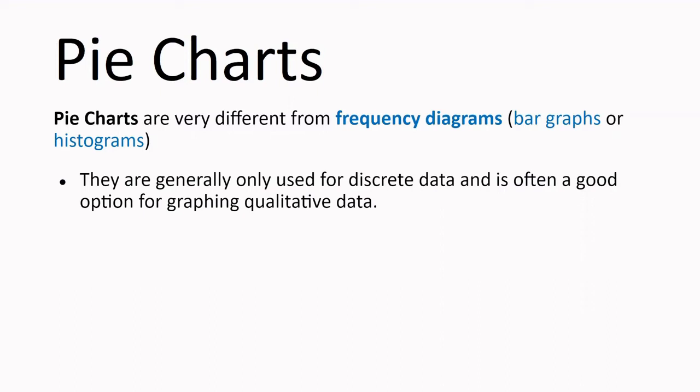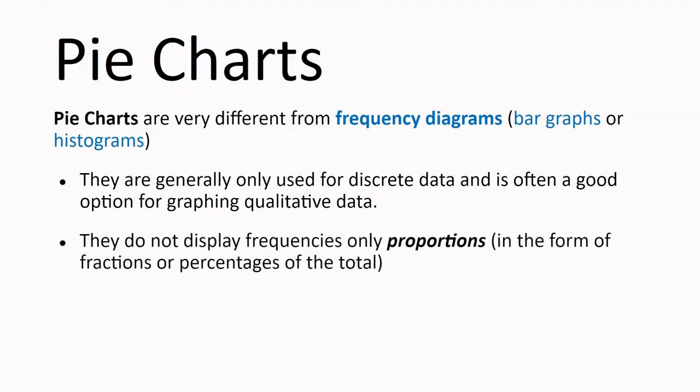Numerical data or quantitative data could also be graphed on pie charts, but we generally don't like to do this because of the loss of information when forming a pie chart. While in frequency diagrams, the number of people who responded to a question in a certain way is very clear because it's plotted up the frequency axis. In pie charts, we can only see what proportion of people answered the question in a certain way. That is, we can see what fraction or what percentage of people answered in which way.